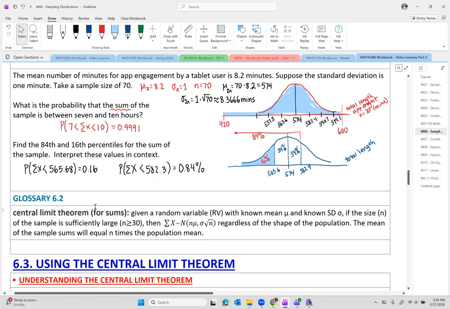Remember the glossary for this section? We did the central limit theorem for the sums that indicates that if we have sufficiently large samples, greater than or equal to 30 in sample size, then the variable of the sum of x will be normally distributed with a mean of n times mu and a standard deviation of sigma times the square root of n, regardless of the shape of the data, the distribution of the data.